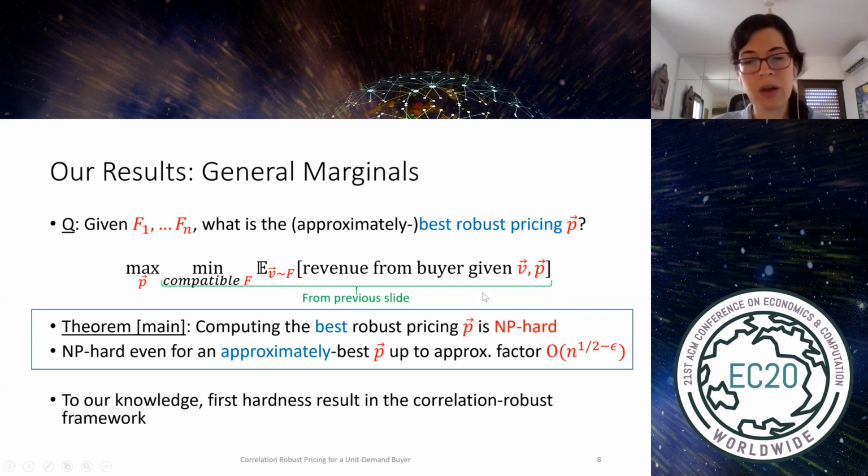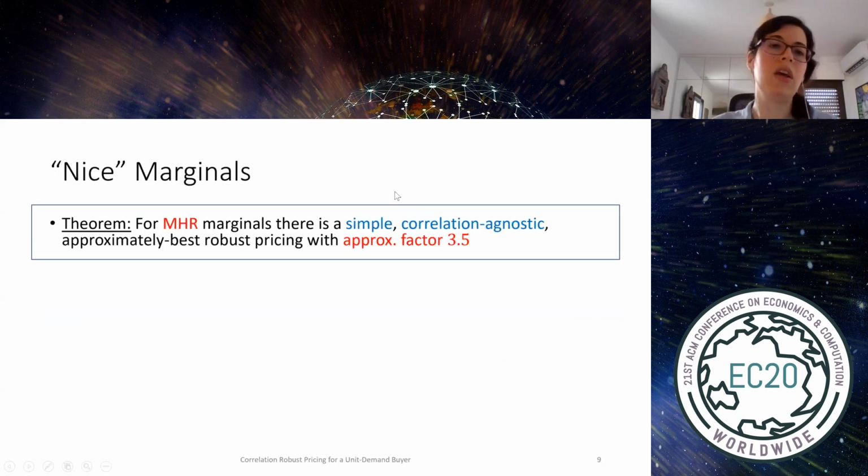Okay, so now I think there are two directions you can take this in. First of all, this is for general marginals. What about nicer marginals? And second of all, how can we get these negative results for unit demand, whereas for an additive buyer, we have nice positive results even for general marginals. Okay, so let's start with the first question.